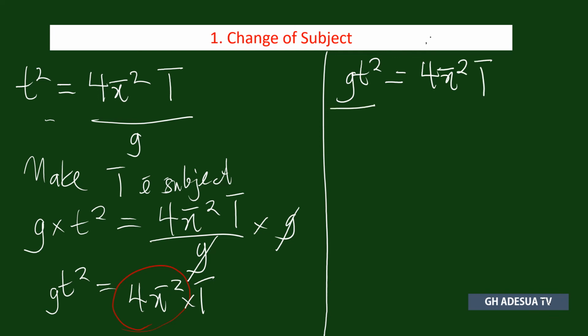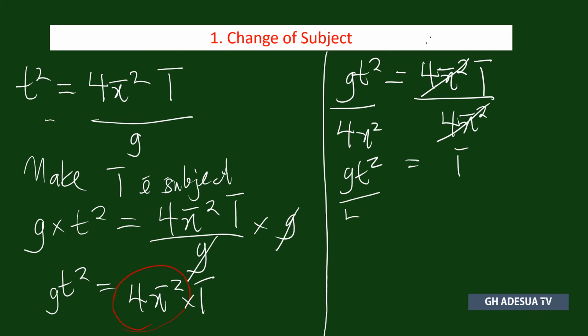So on the left hand side, divide by 4 pi squared. On the right hand side, divide by 4 pi squared. So on the right hand side, this will cancel this. The left hand side stays the same, so you'd have t still left there. You have gt squared on the left hand side over 4 pi squared, also dividing it on the left hand side. So at the end of the day, we succeeded in making t stand alone.